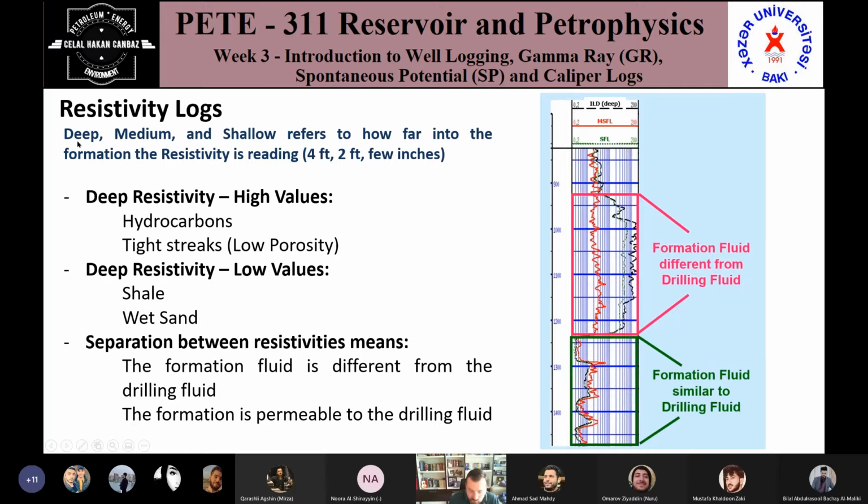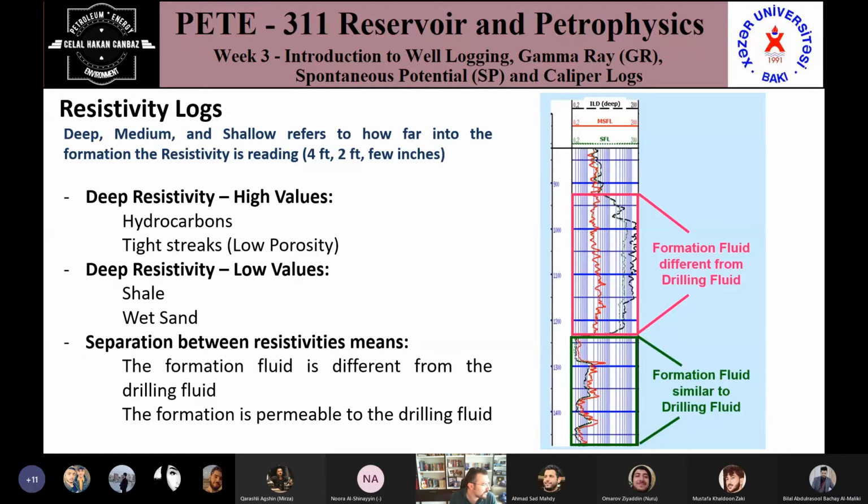Here you will see some definitions like deep resistivity, medium, and shallow resistivity. This refers to how far into the formation the resistivity is reading. If it is 4 feet, you set deep resistivity measurement. 2 feet, medium resistivity. If it is a few inches in length, the signal is sent into the formation only a few inches, so that is shallow resistivity.